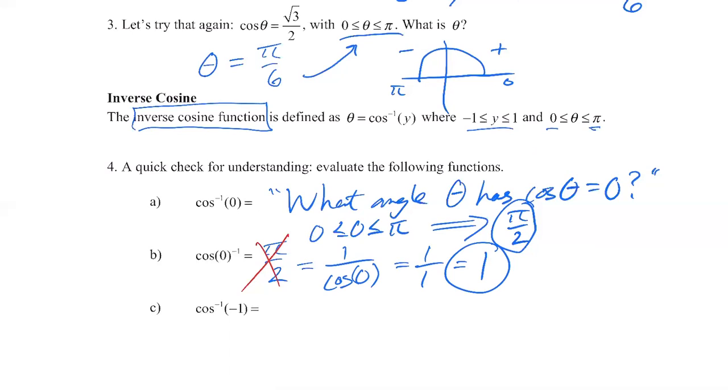Now, last one, cosine inverse of negative 1. Well, this is again asking for an angle value. It is in fact an inverse function. And we need to just ask ourselves where in the arc of 0 up to pi does cosine take on the value negative 1? And it happens at pi.